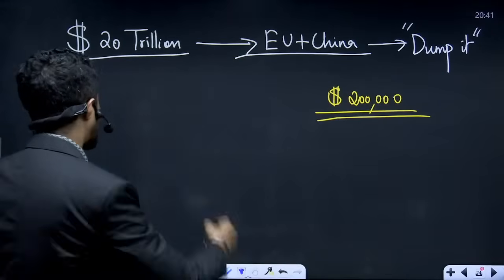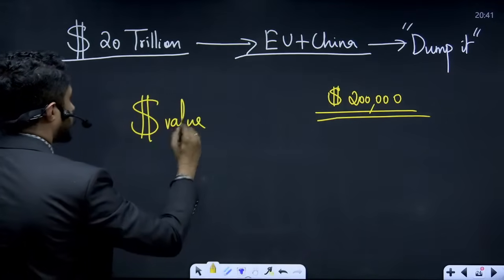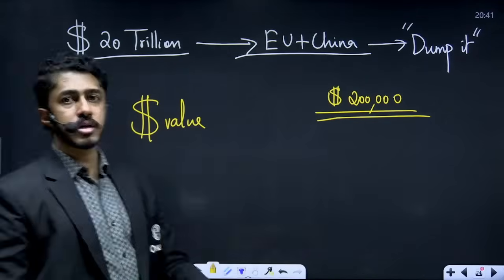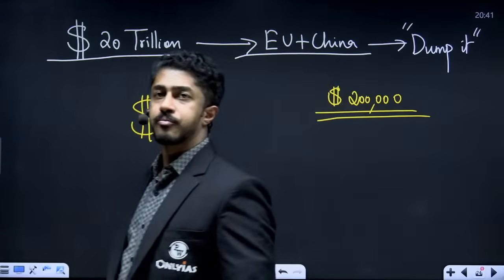What will happen to the dollar value now? What was worth 20 trillion, now suddenly it is only 200,000. What will happen to dollar value?